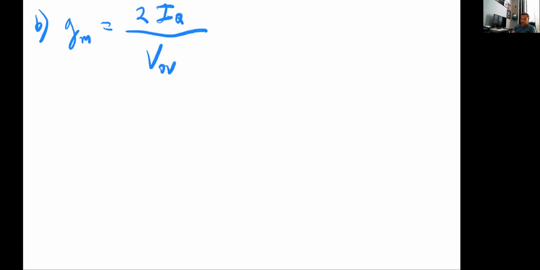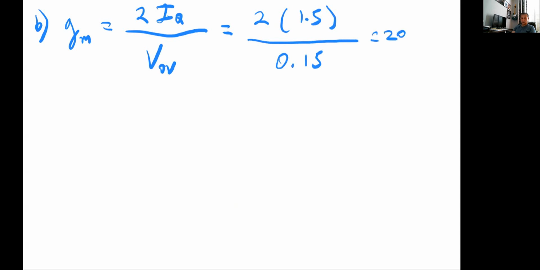So we have this equation that holds for this design. So we can find the required GM, the transconductance for the transistors. So here we have 2, and the quiescent current is 1.5 milliamps, and the overdrive voltage is 0.15 volts, and that gives us that the transconductance is 20 milliamps per volt.